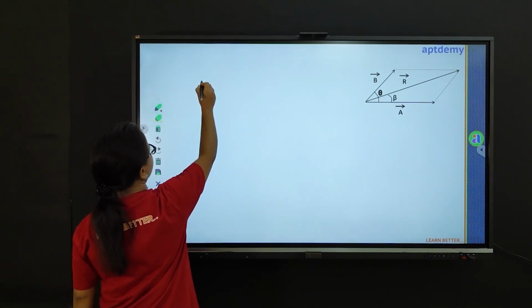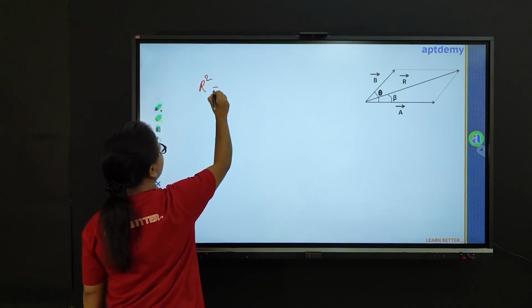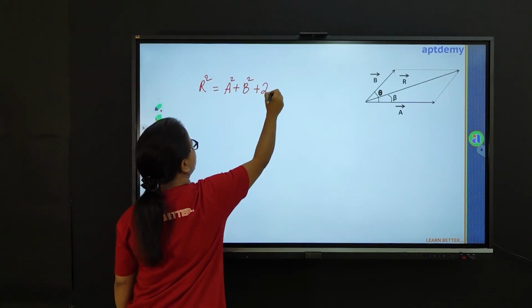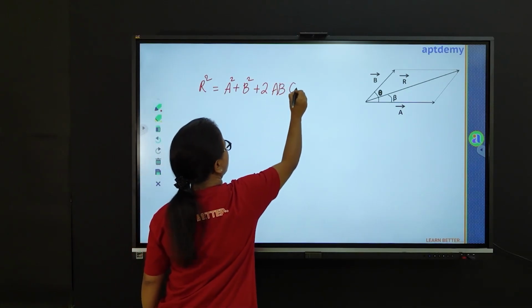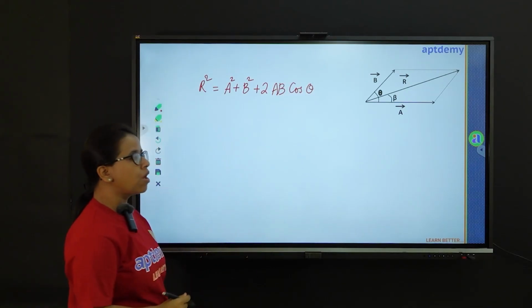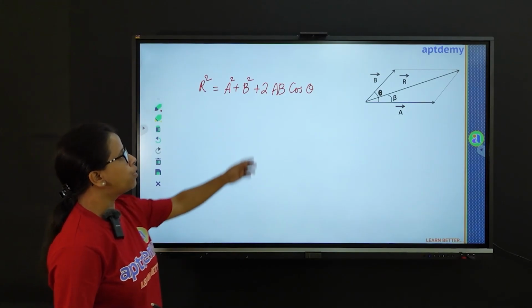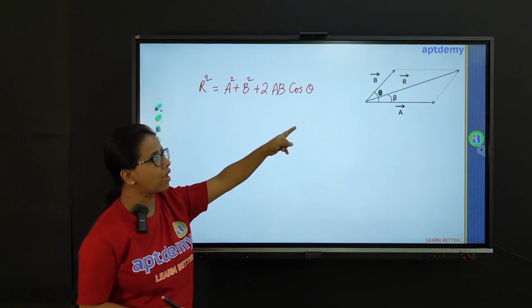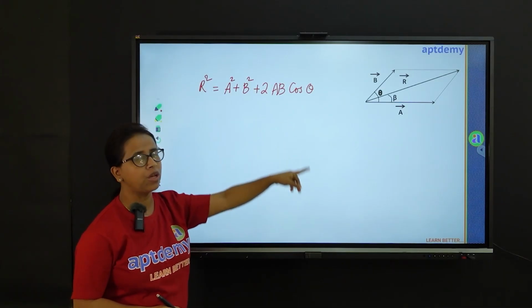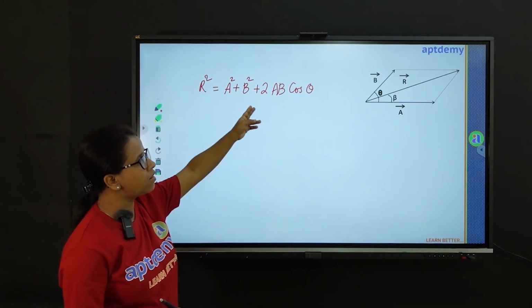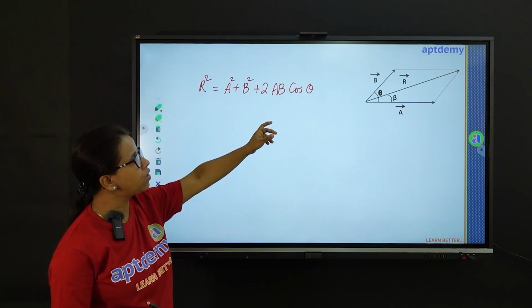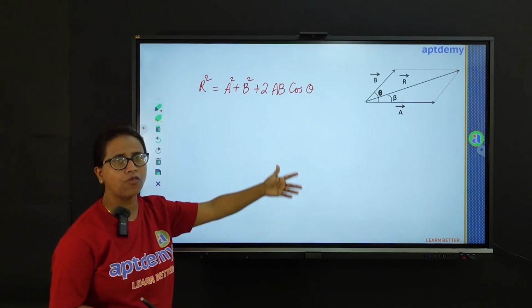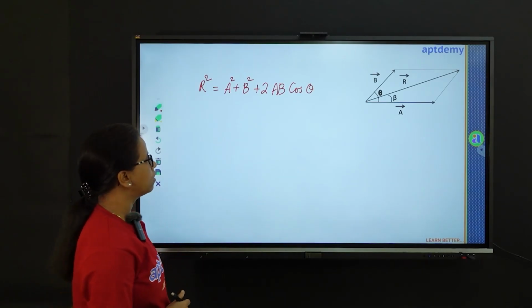We have the resultant R square as equal to A square plus B square plus 2AB cos theta. Now some books might be showing you this expression with a negative sign. That doesn't matter, it only depends on how you are choosing the angle between the two vectors. Wherever there is a negative sign, it means that they are referring to the other angle made by the vectors. But you have to be sure about the direction of the vectors and accordingly choose the angle.